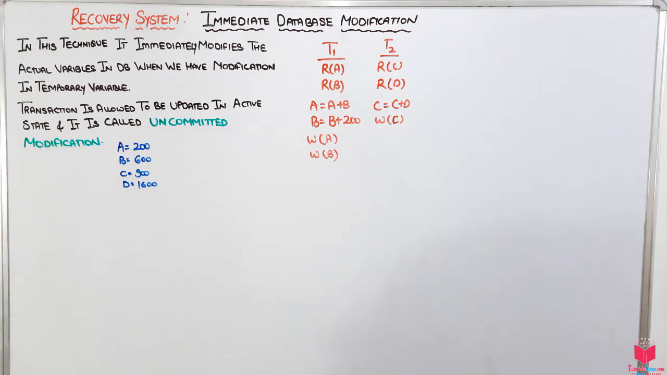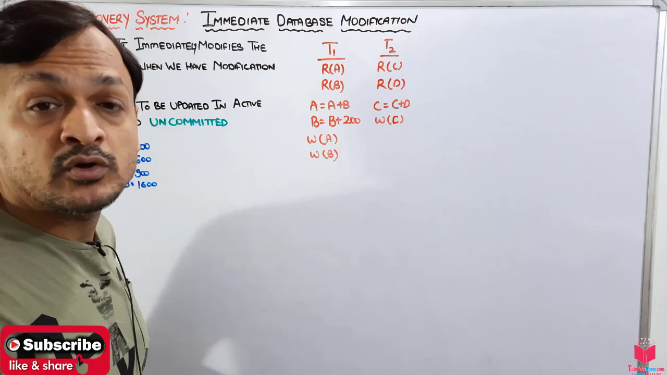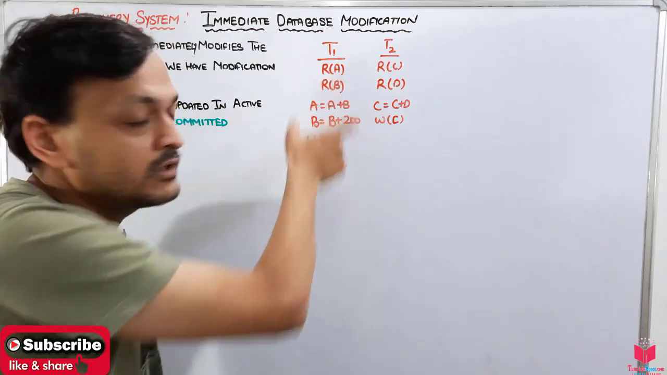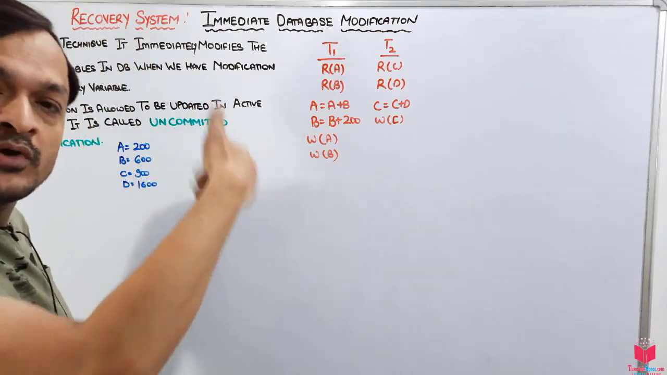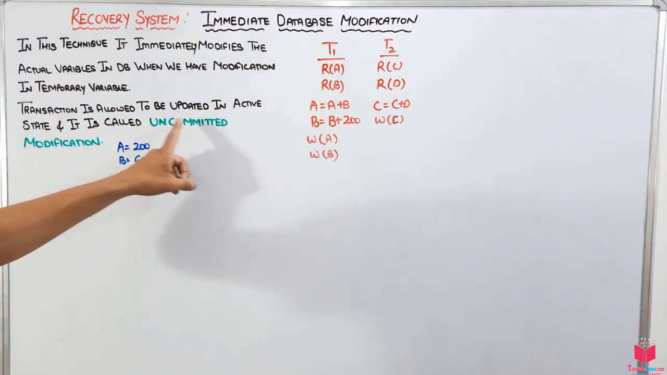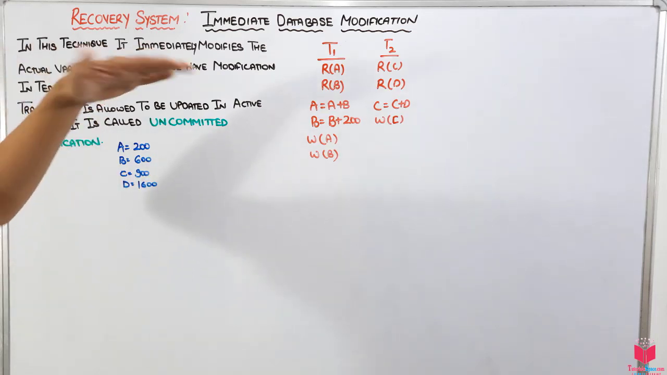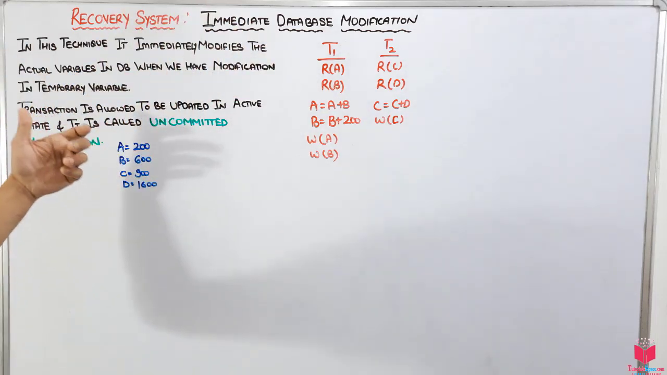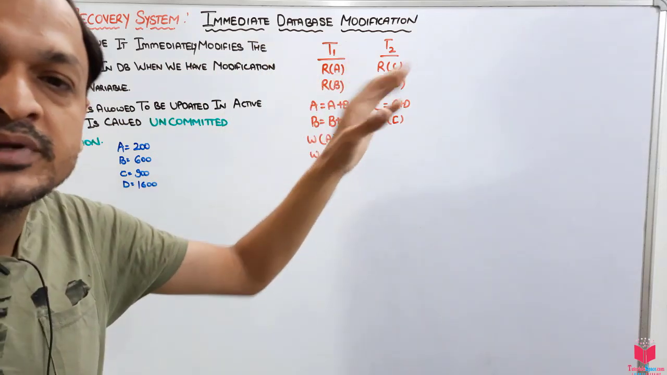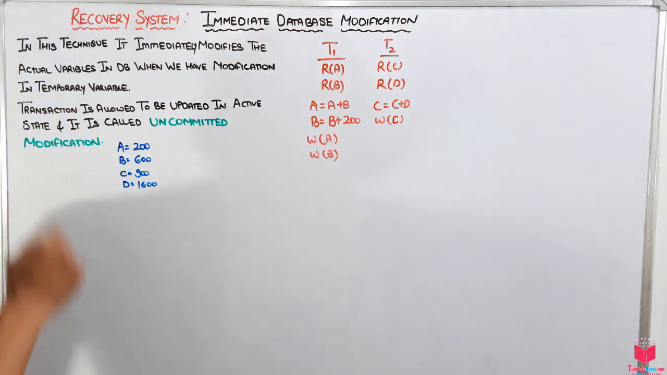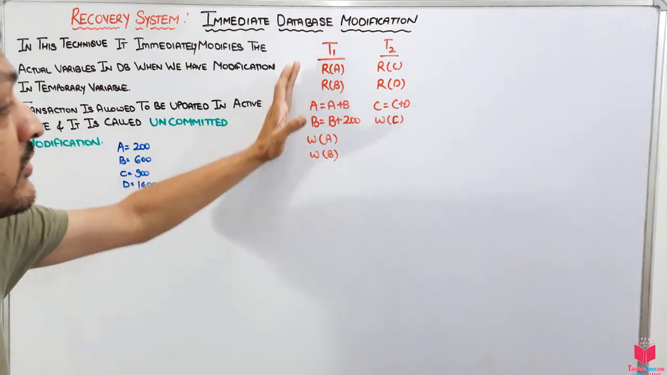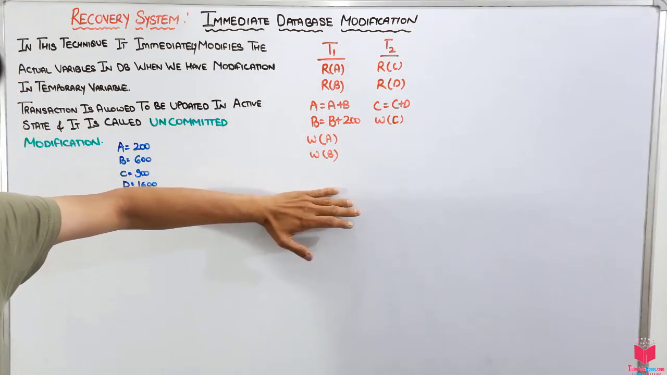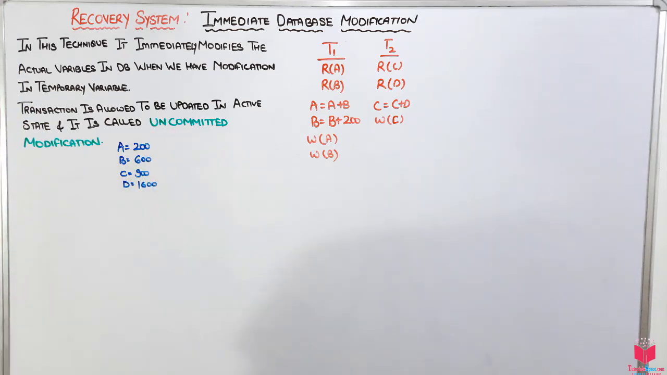The transaction is allowed to update in the active state. That means, guys, when we are in the active state, we have not completely executed all the instructions, so we are not in the partial committed state. Before that, it is just allowed to update in the active state. That is, in the active state, as soon as we get the write operation, it goes to the database and updates those values. And it is called uncommitted modification. That's why it is called uncommitted modification, because we do not wait for the completion of the instructions.